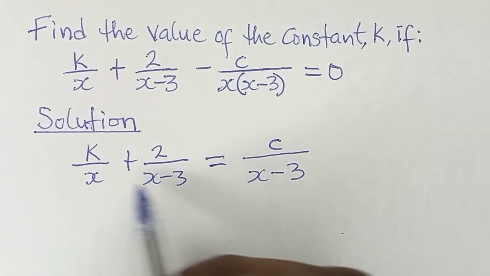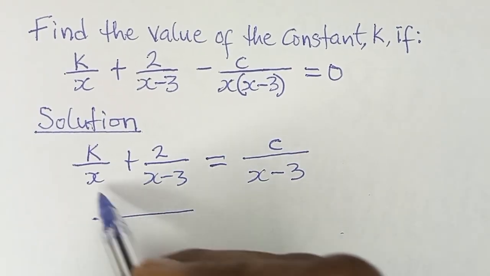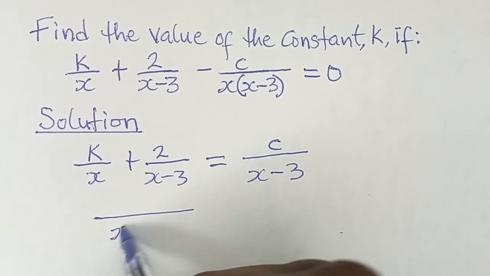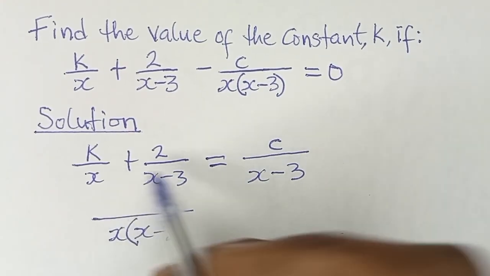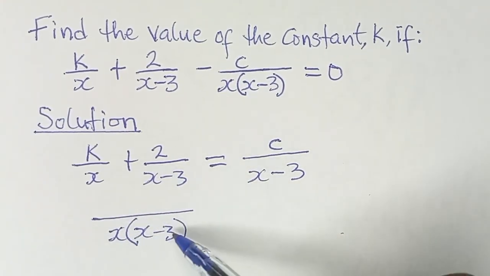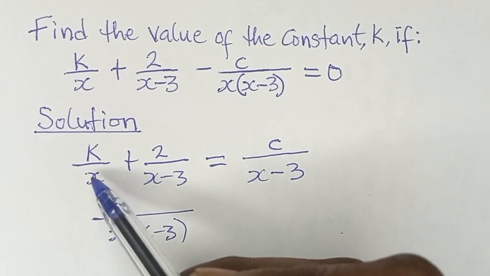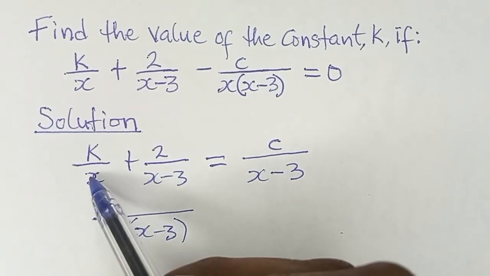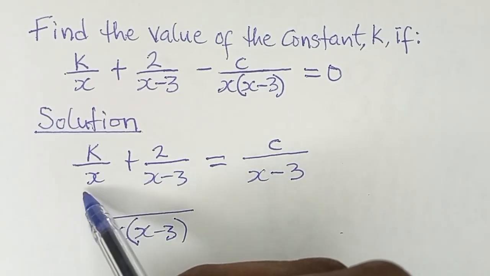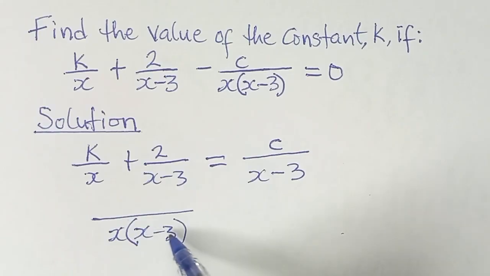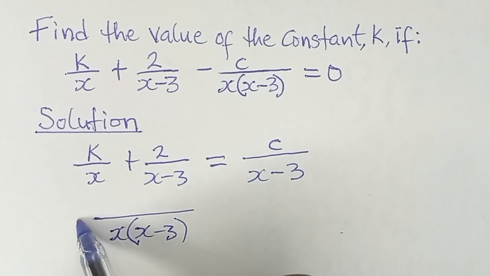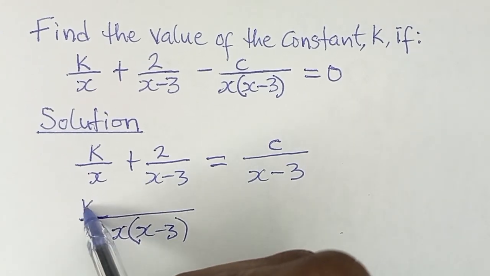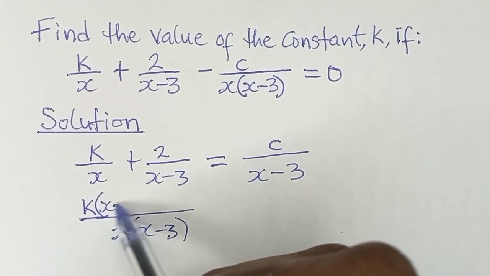So the LCM of this is simply to multiply them together. So I have x multiplied by x minus 3 as the LCM of these two fractions. So this divided by this, the x will cancel the x, and we'll be left with x minus 3. So this x minus 3 is going to multiply k that we have up there, and that will give us k multiplied by x minus 3.